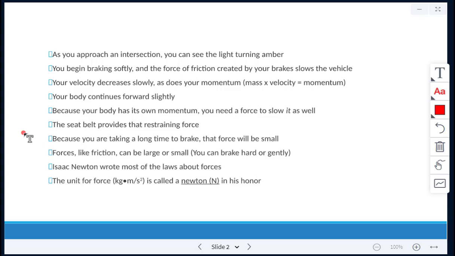So forces like friction, they can be large or small. So you can brake hard or you can brake gently. So Isaac Newton, he wrote most of the laws about forces. The unit for force is kilogram meters per second squared, which is also called the Newton in his honor. So a capital N for Newton.